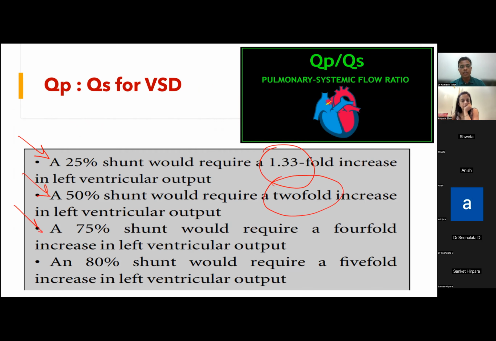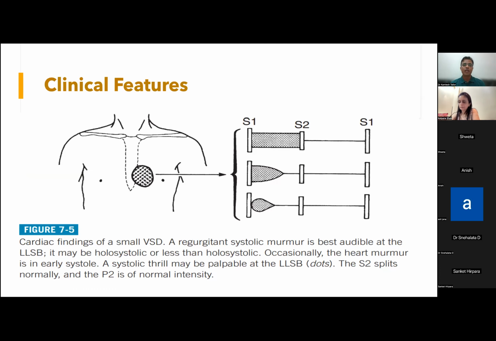If a shunt is 75%, the heart has to work 4-fold. And if it is an 80% shunt across the VSD, the heart has to work 5 times. And that is why, because of this, there will be development of congestive heart failure depending on the shunt flow or QP:QS. The clinical features are different according to the type of VSD, small and large.